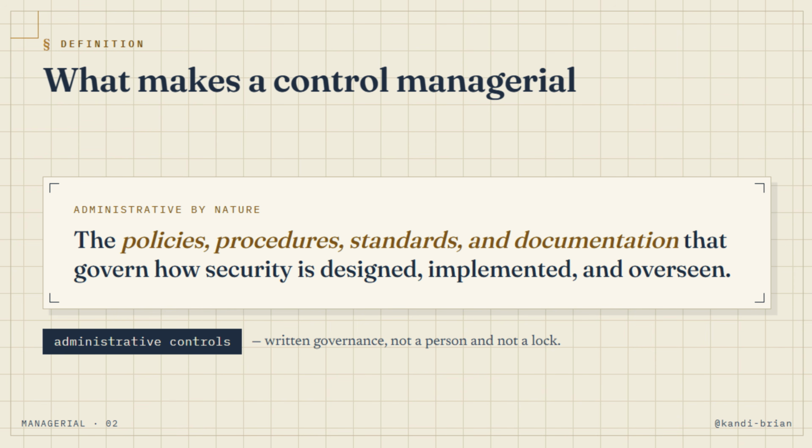So for the definition in plain language, a managerial control is an administrative control. It is the policies, the procedures, the standards, the guidelines, and the documentation that govern how security is designed, implemented, and overseen in an organization. Managerial controls live on paper. They are the written rules and the strategic direction. They do not physically stop anyone from doing anything, and they are not a person performing a task in the moment. They are the governing framework that everything else operates inside of.